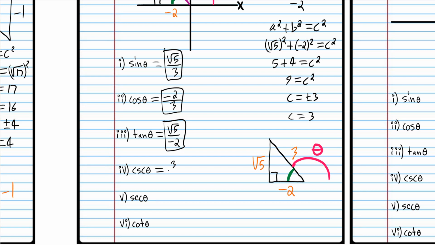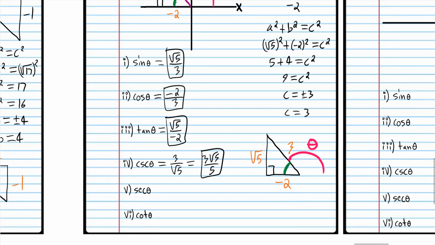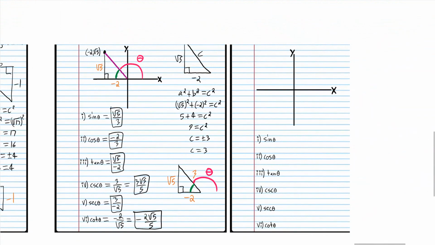Cosecant theta is the hypotenuse divided by the side opposite the green reference angle. Multiply both sides of the fraction by root 5 to rationalize the denominator. Secant theta is the hypotenuse divided by the side adjacent the green reference angle. And cotangent theta is the side adjacent the green reference angle divided by the side opposite the green reference angle. Multiply both sides by root 5, and we rationalize the denominator. So if you got those answers, excellent.